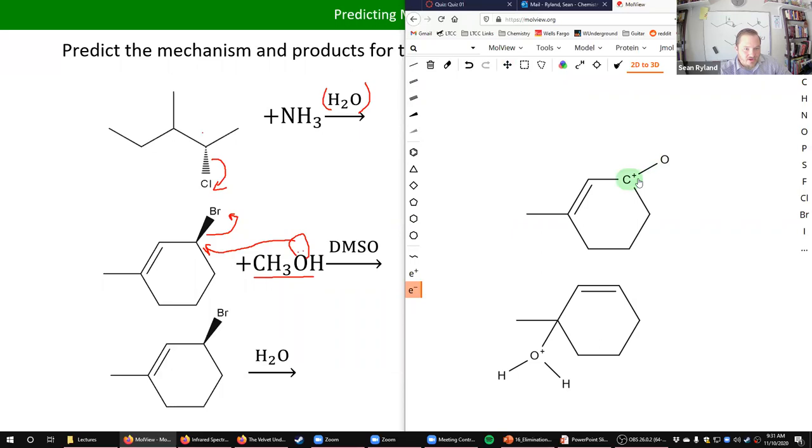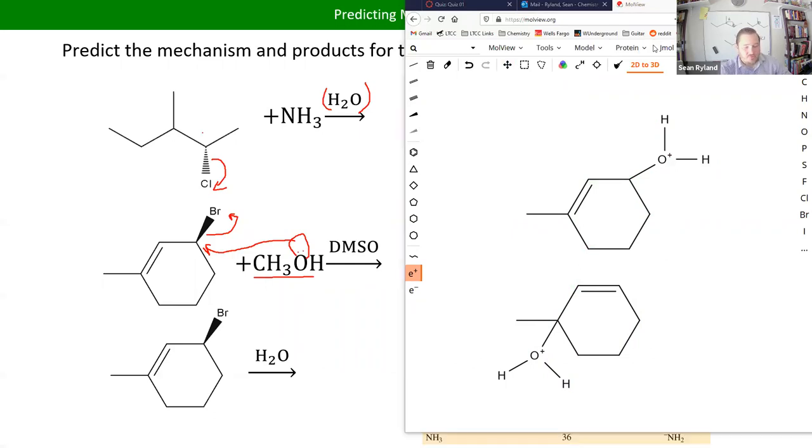And so then that would wind up looking like this. And then we'd go through our proton transfer step to make HBr and the OH group in those two positions. This would be the major product. And for complete credit on this one, it's not just the major product just drawn. Let me finish getting rid of the protons here.